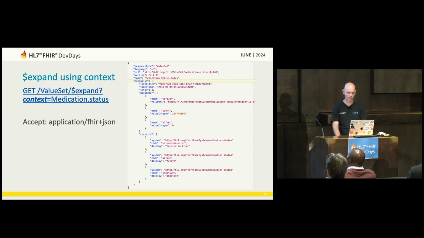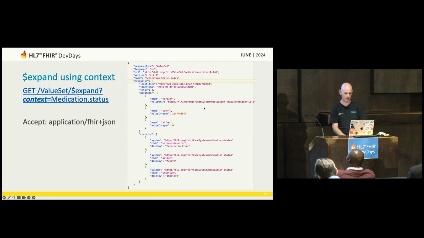Expand using context is a really cool concept. This is the same sort of idea as the previous 2, except instead of having to know the particular value set that you want to use, the client application just says, look, the context for this is I'm populating the medication.status code. Terminology server, you've got the structure definitions, you know what the terminology binding is, you go figure it out and just give me the answer. And so what it's done here is come back and actually resolved and said, well, this is medication status 4.0.0, is the code system that it's used to do that.